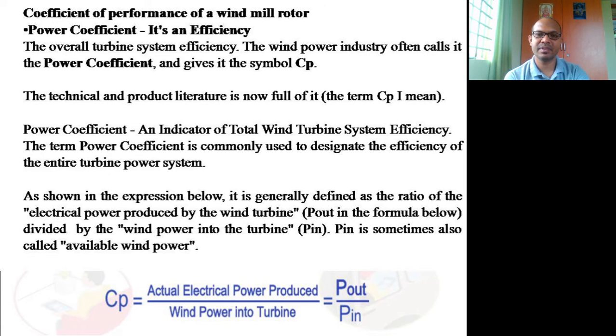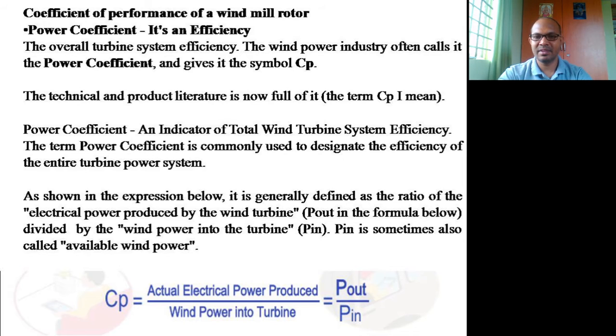The term power coefficient is commonly used to designate the efficiency of the entire turbine power system. As shown in the expression below, it is defined as the ratio of the electrical power produced by the wind turbine to the power in the wind. What is the power that the wind is carrying, and what is the amount of electrical energy we have generated with respect to the wind energy available to us? That ratio is the power coefficient.